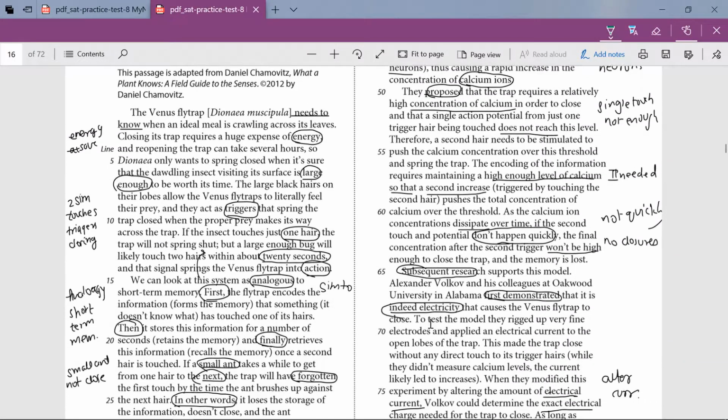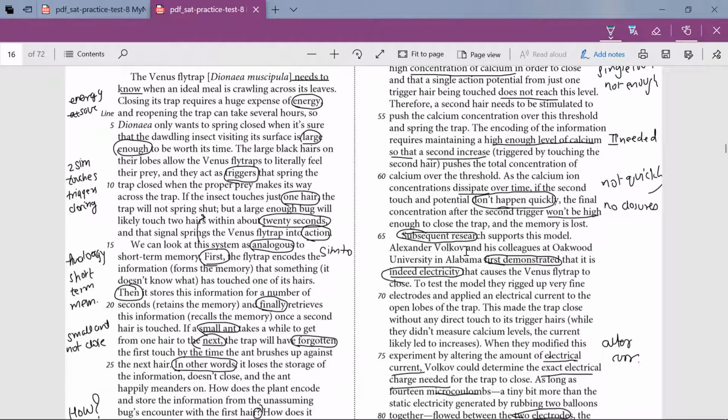So line 67, subsequent research. Suppose I'm reading from 65. See, I'm expanding my window a little bit to understand the context a little clearly. Sometimes they ask a certain word and these words have multiple meanings, so we have to understand the context very clearly to see in which context this word is used. So I'm reading a little more than the lines prescribed there. Subsequent research support this model.